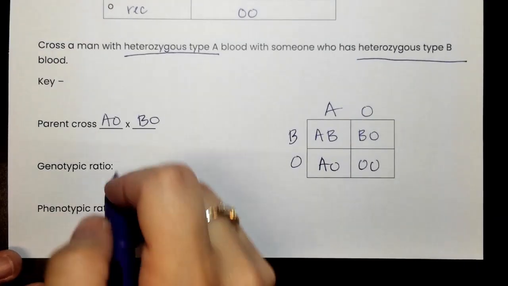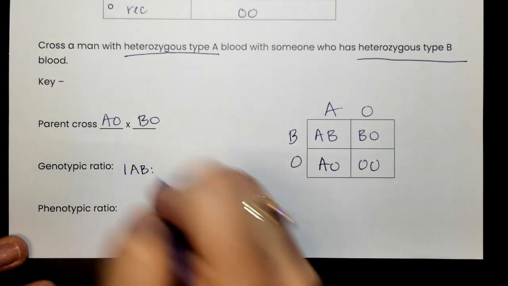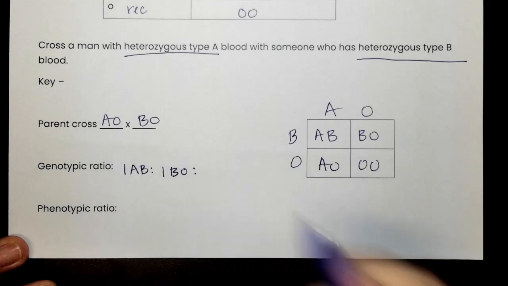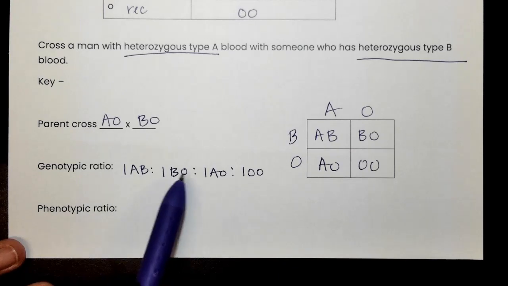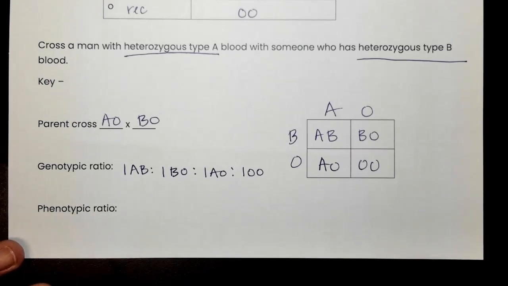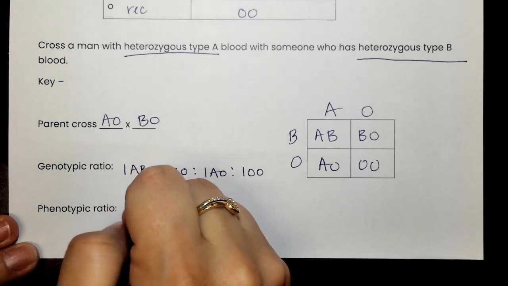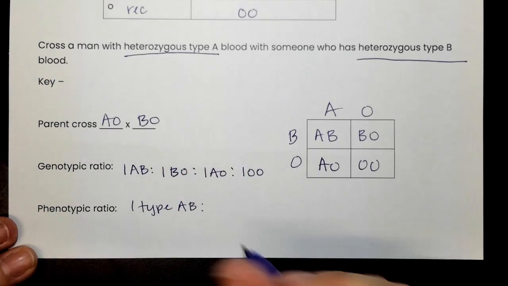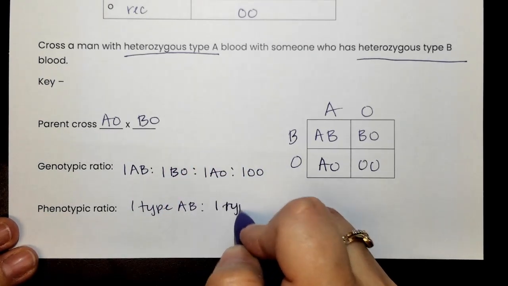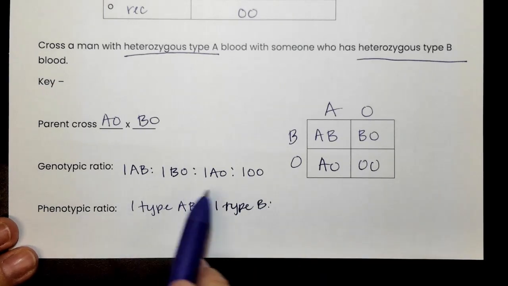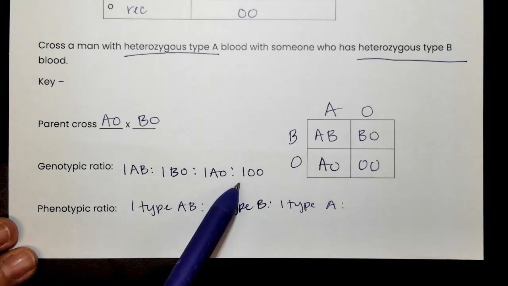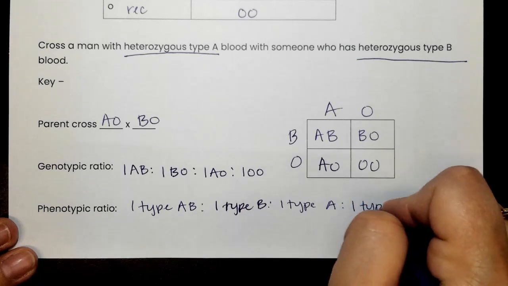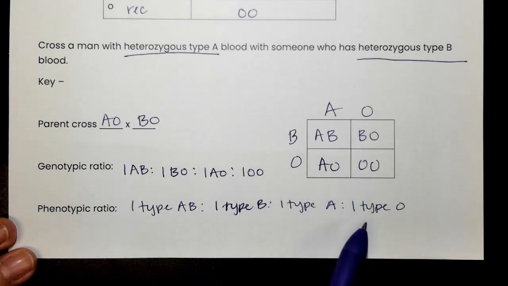So my genotypic ratios, again, I just list what I have. So I have 1 AB, I have 1 BO, I have 1 AO, and 1 OO, or 25%, 25%, 25%, 25%. And then phenotypic ratios, I'm going to list what blood types they are. So I would say 1 blood type AB, I would say 1 blood type B, since this is just blood type B. This would be type A, so 1 type A, and 1 type O. Again, or 25%, 25%, 25%, 25%.